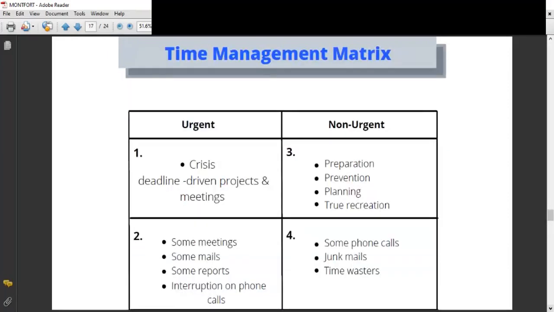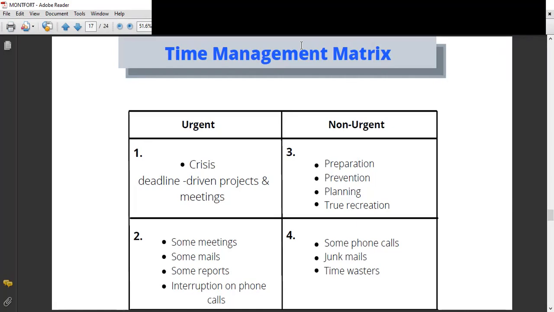Now, the time management matrix. There are four quadrants in it. The matrix says urgent and non-urgent. Urgent means it is very urgent. We cannot leave that task; we have to do it. We are having a time crisis. Deadlines are given, driven projects are there, meetings are there, everything is there. So if we don't manage time at that point, we will end up in problem because many things are there.